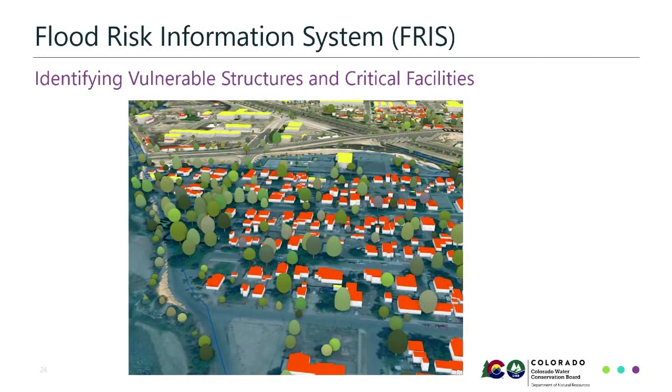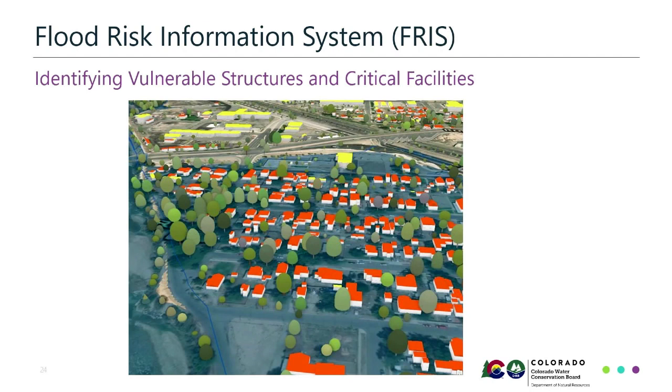Some of the other work that CWCB is doing is around identifying vulnerable structures and critical facilities that are at high risk of flooding. This is being done through a pilot project called the Flood Risk Information System, or FRIS. The FRIS will provide flood risk information through an online web mapping portal for both the public and emergency management personnel to understand and pinpoint risk before, during, and after floods. The pilot project is currently underway in Mesa County, Colorado, with the hope that it can be deployed elsewhere.